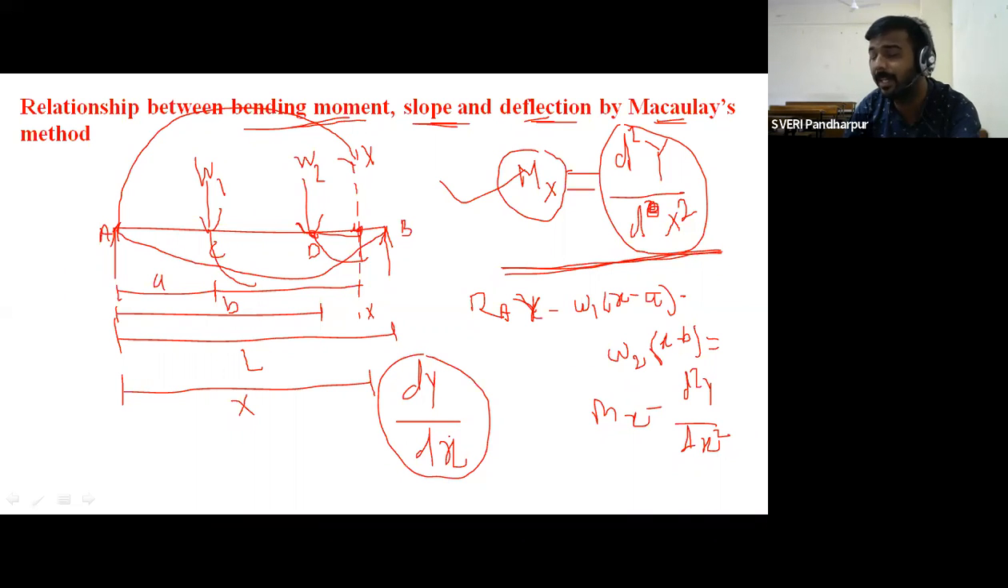Then tell me, what is meant by dy by dx? I have given this while explaining the definitions of slope and deflection. I have told you by which value we indicate slope and by which value we indicate deflection. Can you open your back pages? You just open the definition of slope.